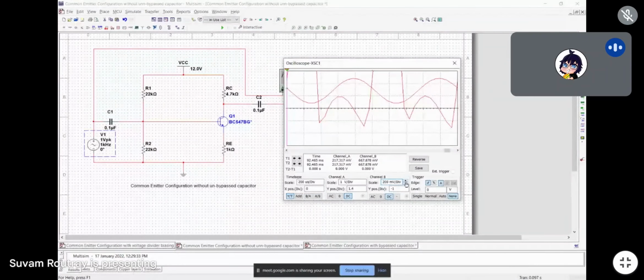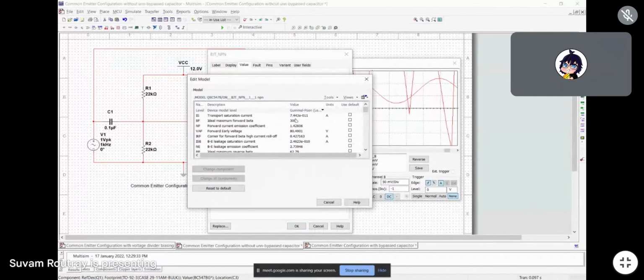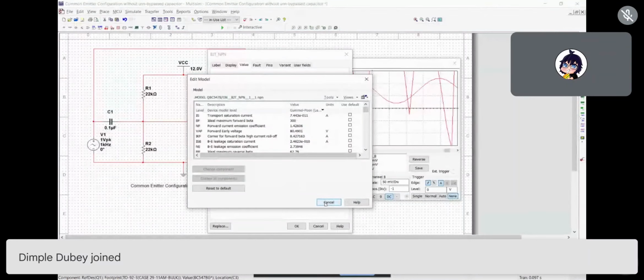But still you are not getting the amplified one. You have changed the beta value. Yes, ma'am. 300 कर दीजिए. 300. Then why you are not getting?